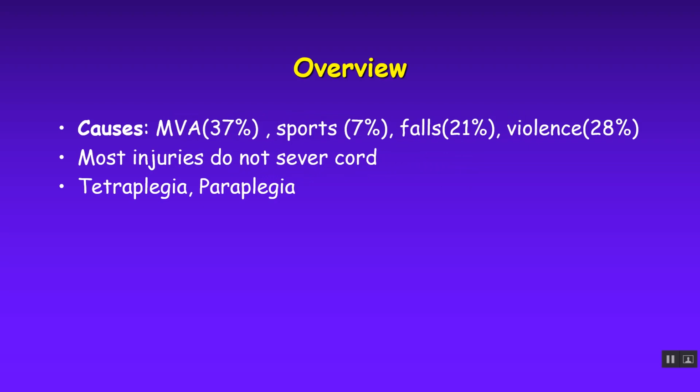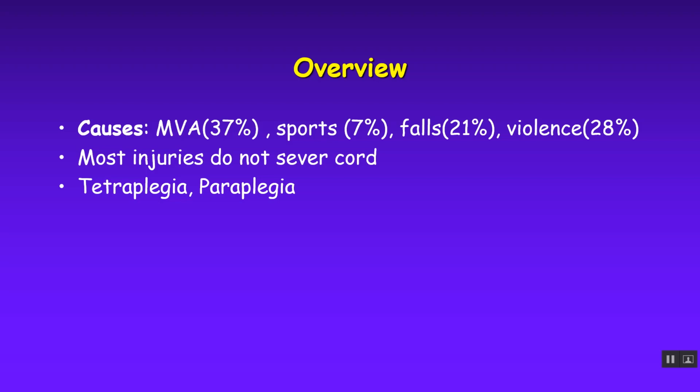Falls, 21%. The sad part is you have these older adults in their 80s who have a fall, then have a spinal cord injury. That's not good. I've seen a few of those, but they don't last very long. If you get a spinal cord injury and you're quadriplegic and you're 85 years old and in ill health, that's a tough one to deal with. Violence, of course, is another big reason. Most injuries don't sever the cord, okay? Sever with an E on the end.